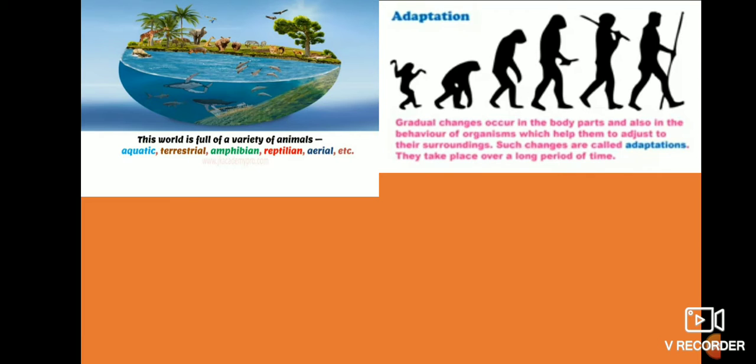Now what is adaptation? How does adaptation take place? See here, the monkeys are given to show how the mammal has adapted. Adaptation takes many years. Gradual changes occur in the body parts and also in the behavior of an organism, which helps them to adjust to their surroundings. Such changes are called adaptation. They take place over a long period of time.